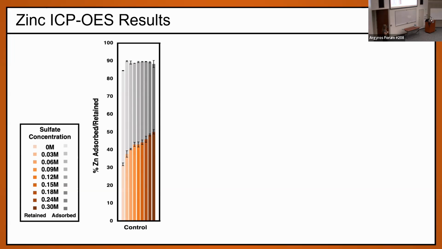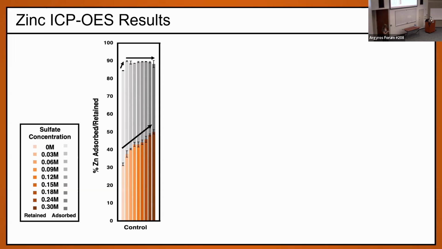A couple key things to take away from this. First of all, we see an initial increase between 0 and 0.03 molar sulfate of about 5%, and we have low errors here, so that's pretty certain. And then we see a relative stabilization even as sulfate increases. However, for our retained sample, while we do see that same initial jump between 0 and 0.03 molar sulfate, we see a continual gradual increase in retention of zinc to the particles as a function of sulfate.